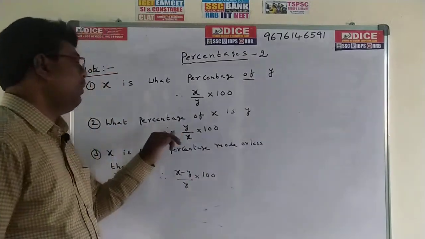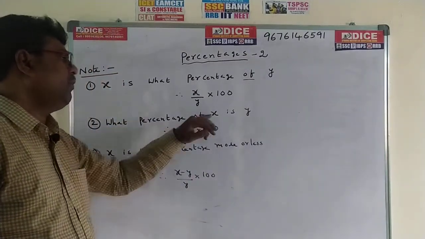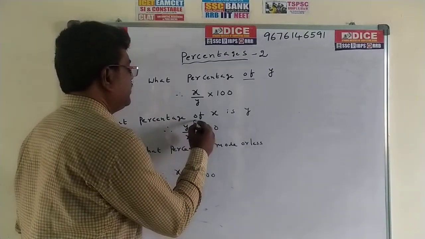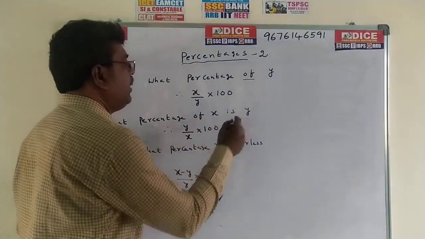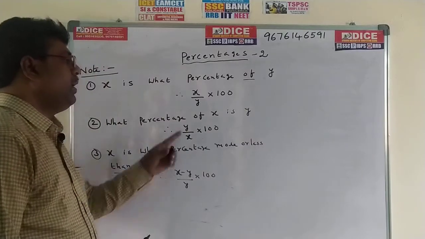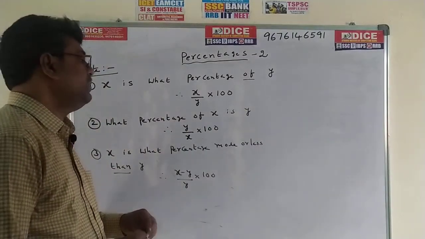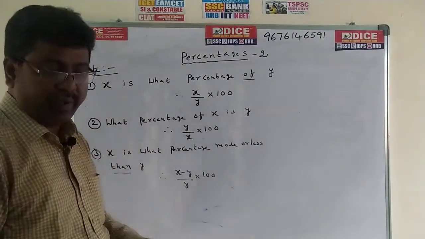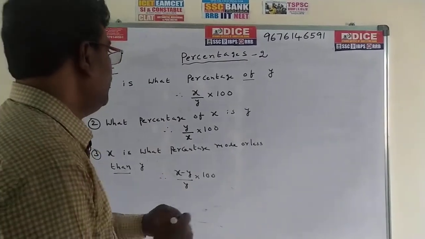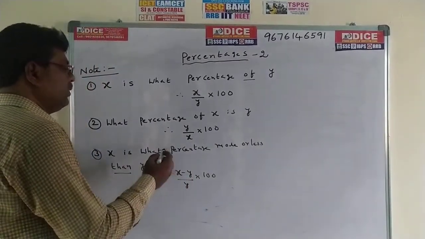Now we can go for the second formula. What percentage of X is Y? Already I told you, whichever is near to half. X is there, that's why Y by X into 100. Y by X into 100 is the formula. Now go for the next one, the third formula.